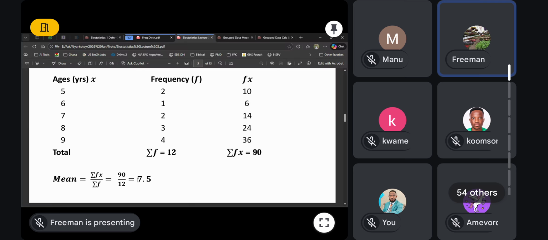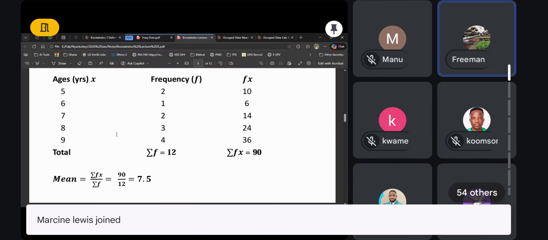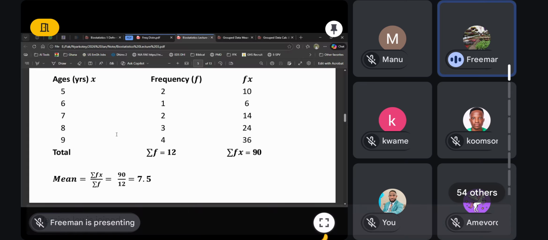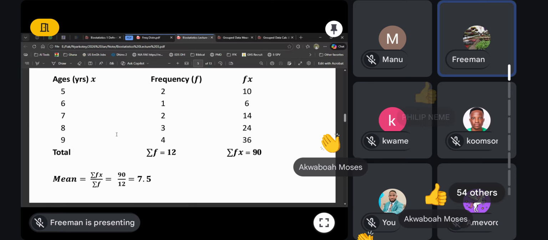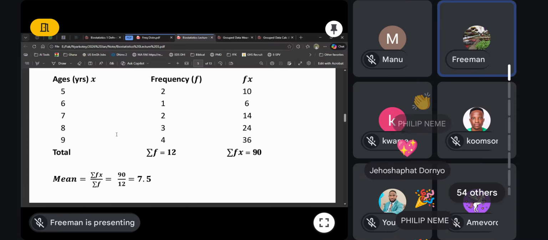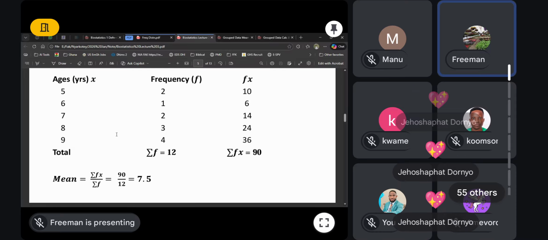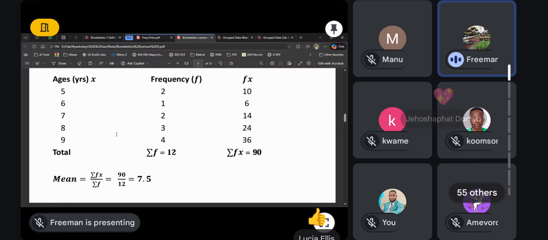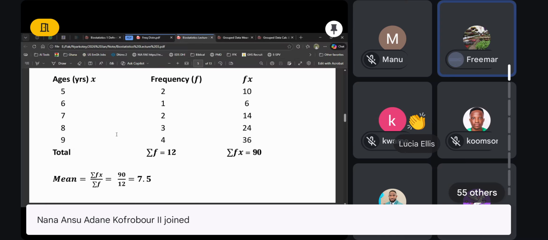It is a comfortable number for all of them. Any question about this before I move on? Any questions so far? Confused or convinced?